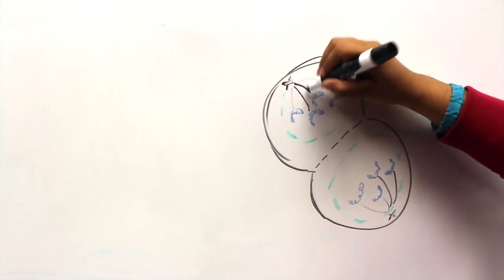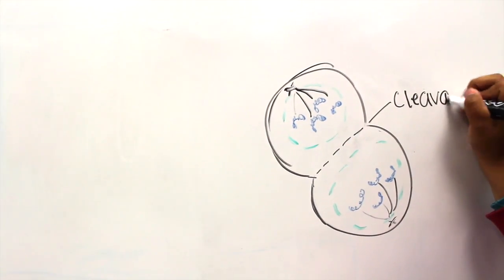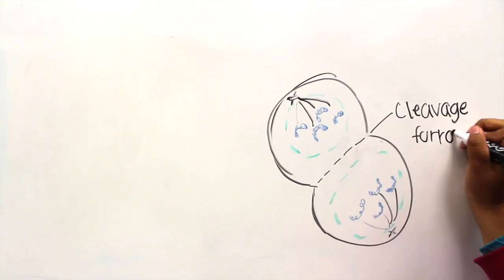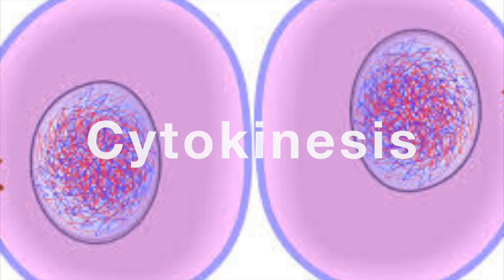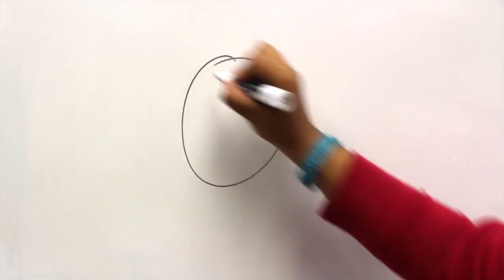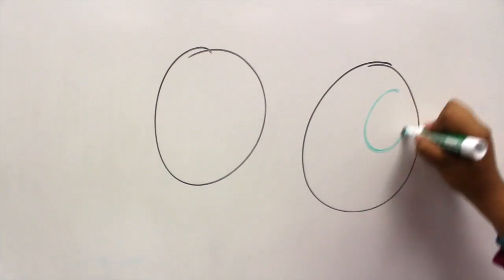The cleavage furrow forms from a belt of active microfilaments. In cytokinesis, the cleavage furrow has pinched the cell in two.